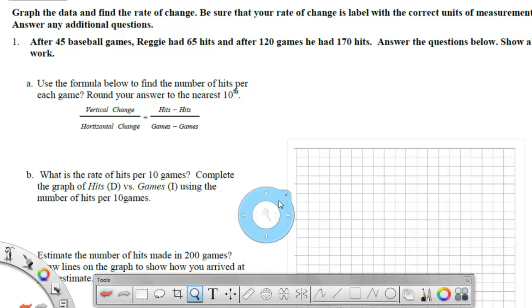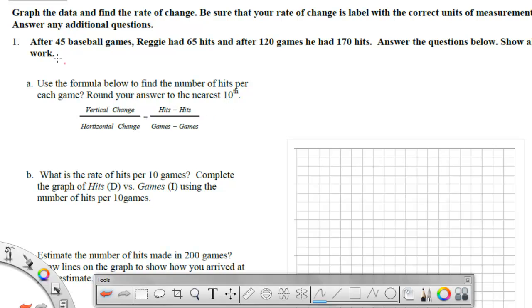Let's go ahead and get started on problem number 1. It says, graph the data and find the rate of change. Be sure that your rate of change is labeled with the correct units of measurement. Answer any additional questions. Problem number 1 reads, and we've done a lot of these: after 45 baseball games, Reggie had 65 hits, and after 120 games, he had 170 hits. Answer the questions below. Show all work. Use the formula below to find the number of hits per each game. Round your answer to the nearest tenth.